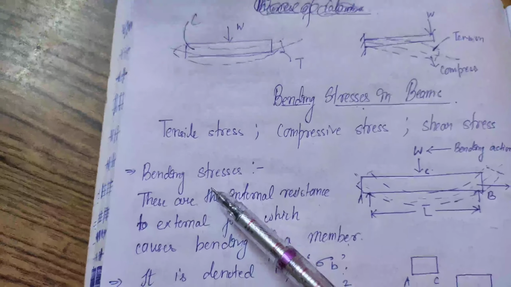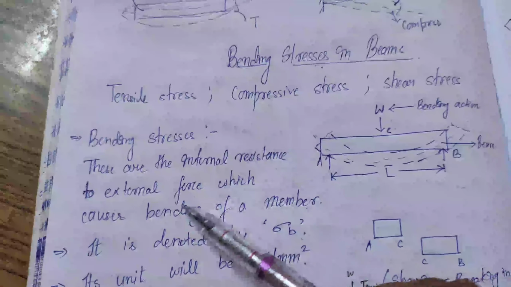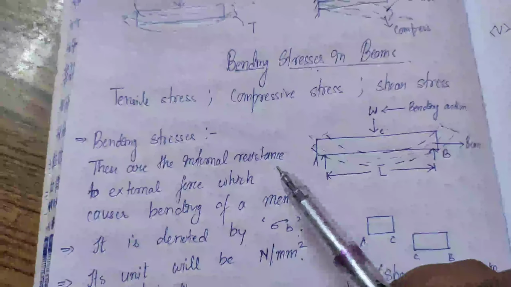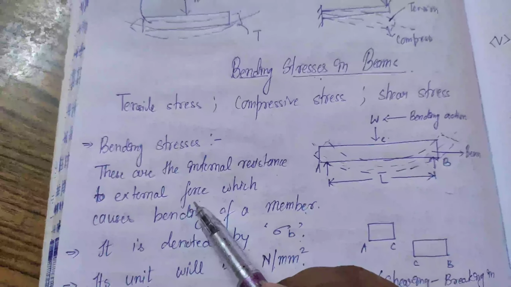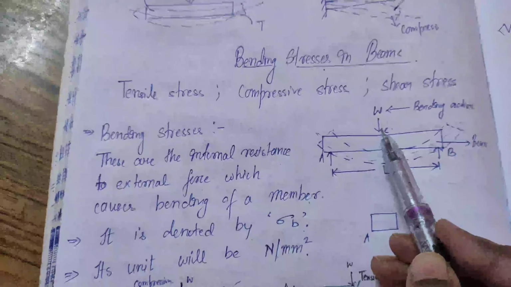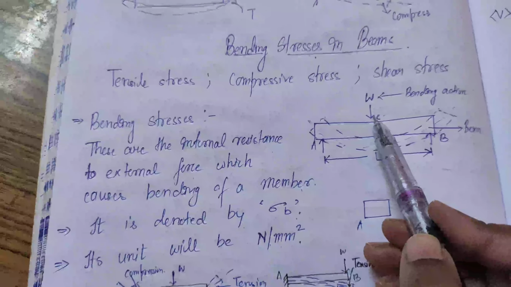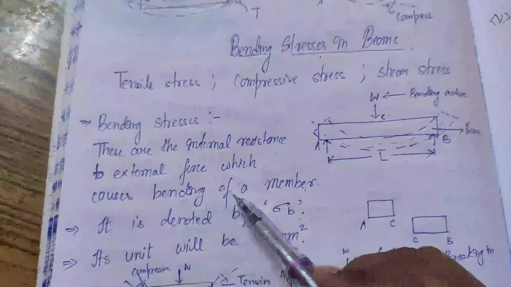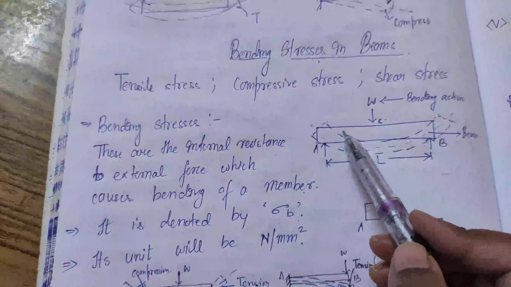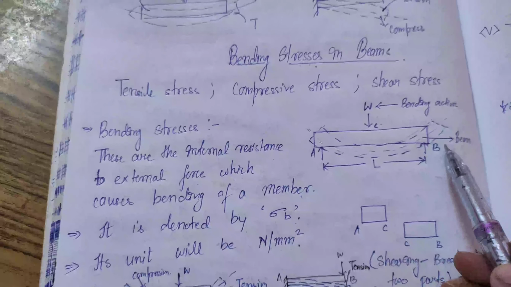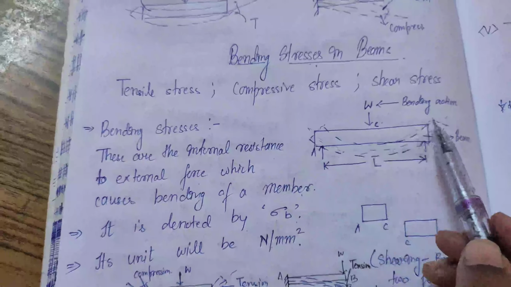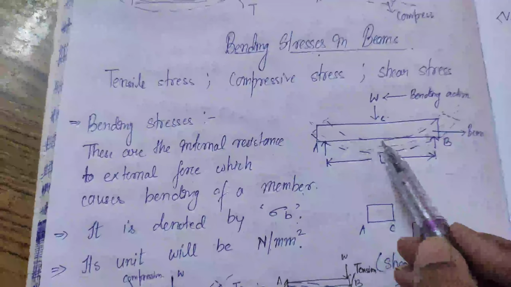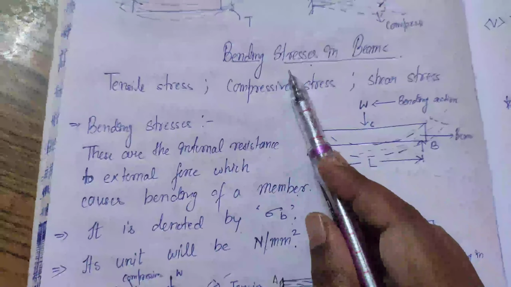So what are bending stresses? These are the internal resistance to an external force which causes bending of a member. I am applying an external force of W, and the internal resistance given by this member is your bending stress, which causes bending of a member. When I apply a load, your beam will deflect in this way, and this is giving a bending action. So the stress generated due to this load or this bending effect is known as your bending stress.